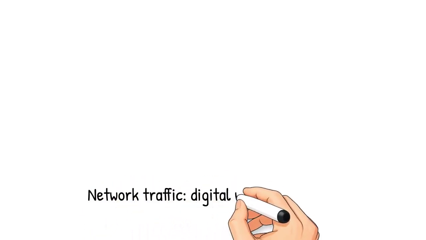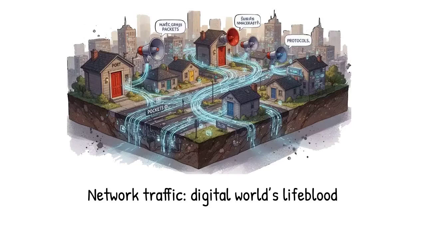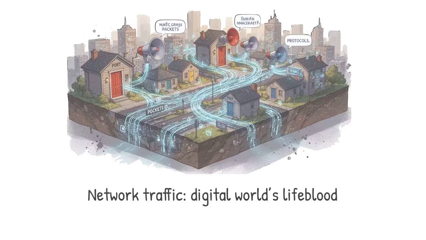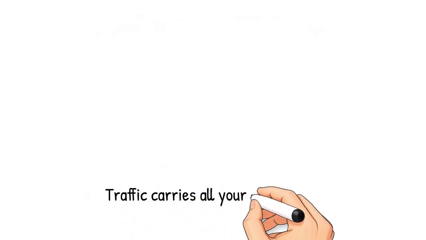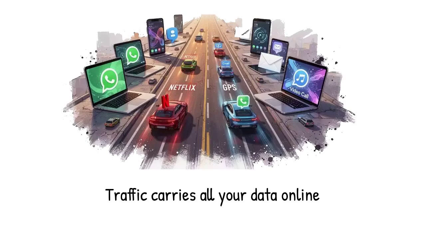Section 3. Network traffic, the lifeblood of the digital world. If ports are the doors and protocols are the languages, then traffic is the actual movement of information across the network. It represents how data travels from one device to another. It is the flow of data packets traveling from one device to another, carrying everything from your WhatsApp messages to your bank transactions, your Netflix streams, your GPS updates, your emails, your video calls, and even the silent background communication your apps perform without your knowledge.